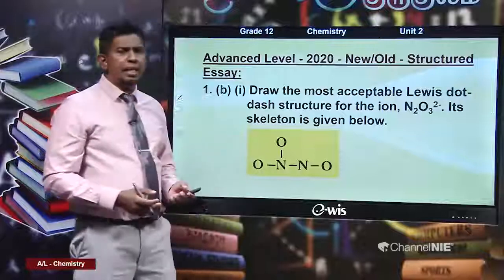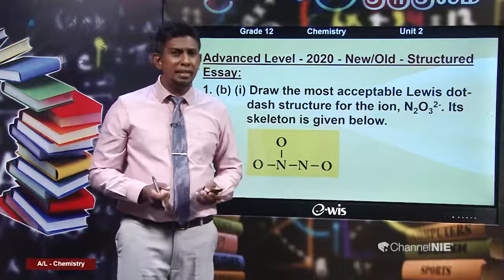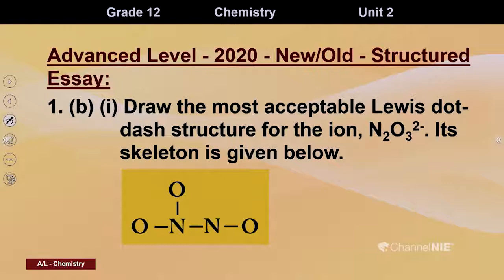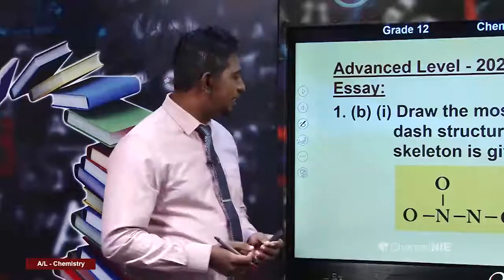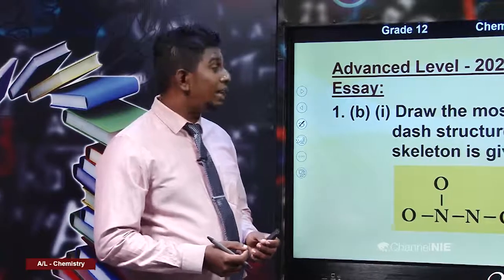Okay students, let me show you an exam question. It's a structured essay. In year 2020, it was given as the first question of structured part B. It says draw the most acceptable Lewis dot dash structure for the ion N2O3 2-. Its skeleton is given below. Let's draw the Lewis structure for this. Let's first find out the total number of electron pairs in their valence shells.